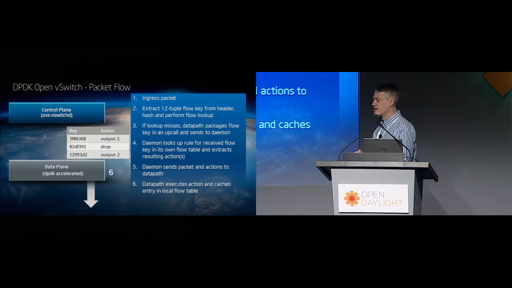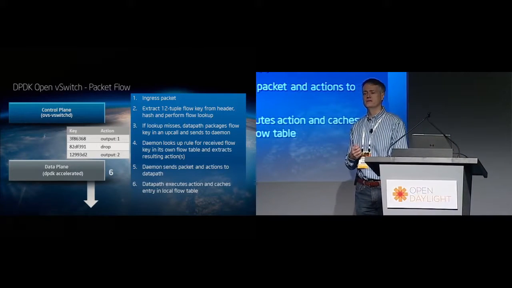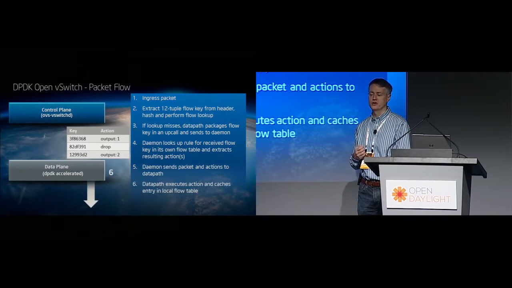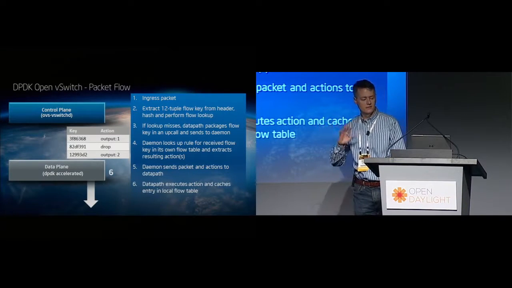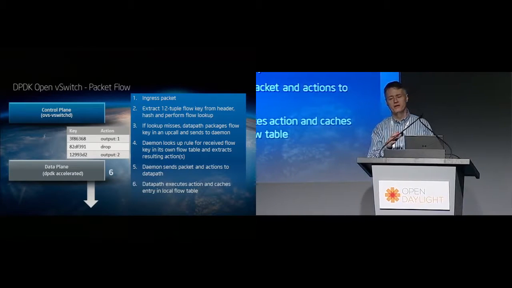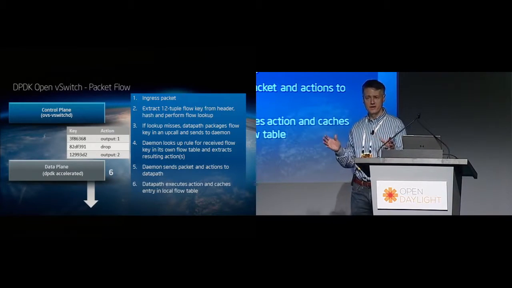So what we're doing there is actually fairly similar to the way Open vSwitch already works, when you look at the interaction between the user space daemon and the kernel data path. Now, of course, because we're doing all this with our DPDK and we have a separate process, we can do it a lot faster.